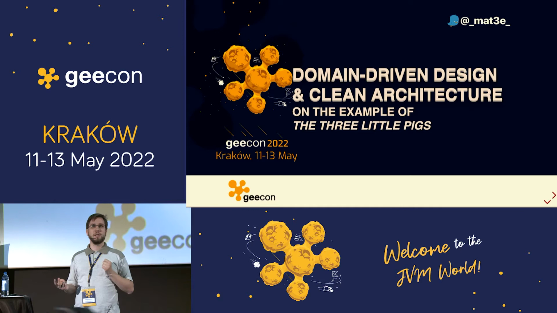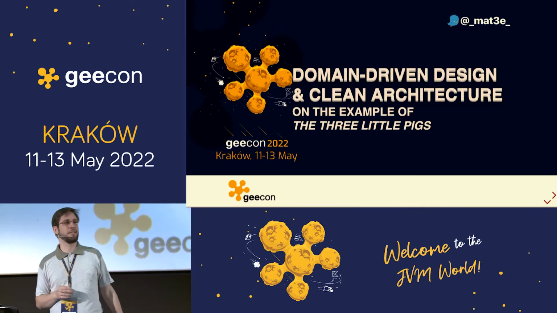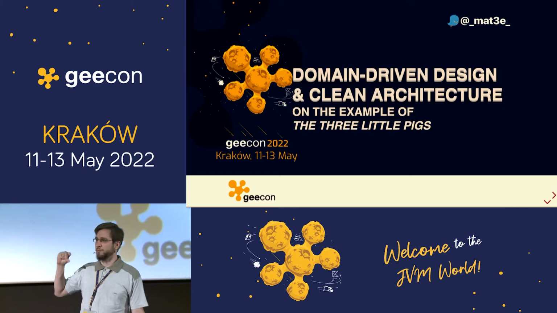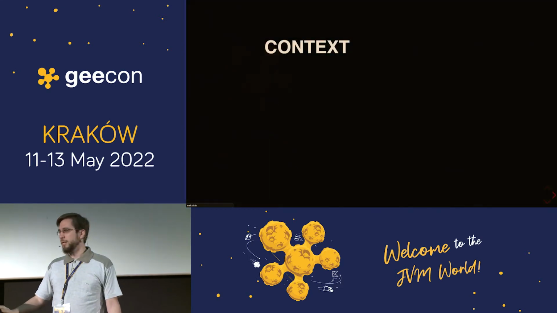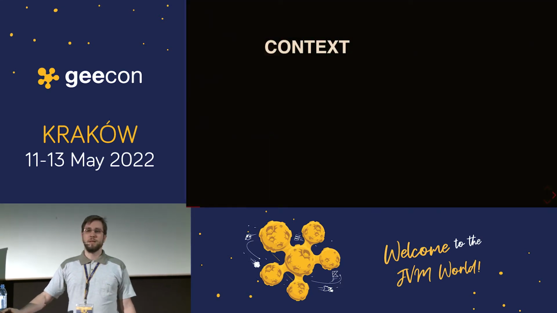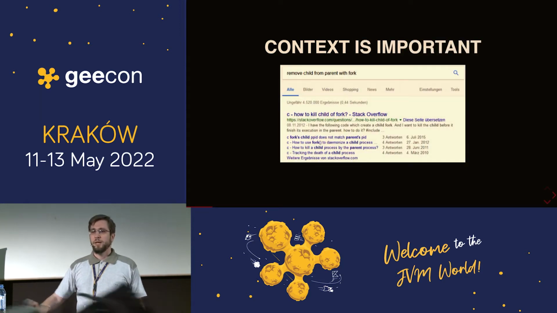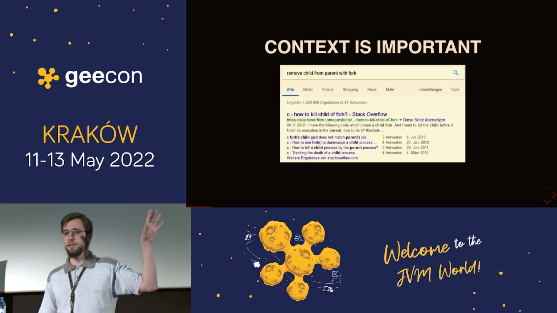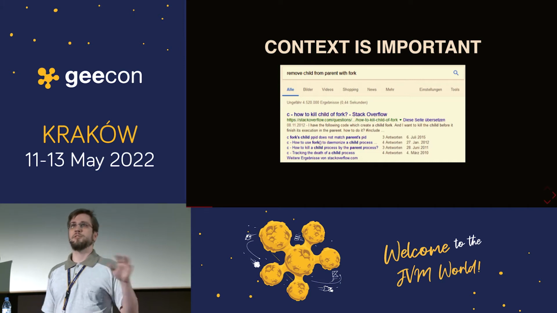And the second remark is that the full title, when I have more characters to put, contains my understanding of domain-driven design and clean architecture. And this leads us to the conclusion, worth reminding, that context is important. And here, fortunately, Google is smart enough to guess that the one who wrote "remove child from parent with fork" is not a child murderer.